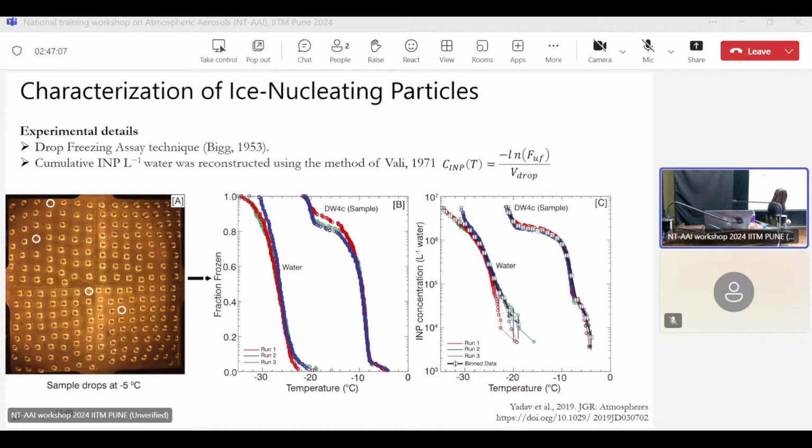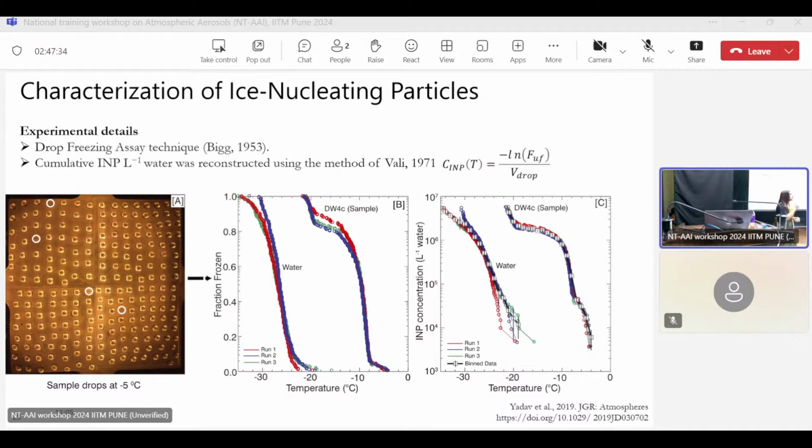In the second panel, we have temperature on the x-axis and INP concentration per liter of water. So these are the results for water and for the Dharamshala sample. These are actually 3 runs and we have binned the data. We do the 3 runs just to see the repeatability of the instrument. And this is how you get the results and you get the INP concentration.